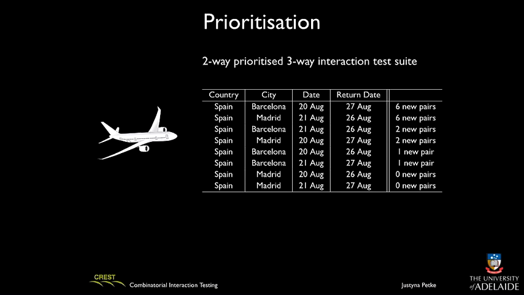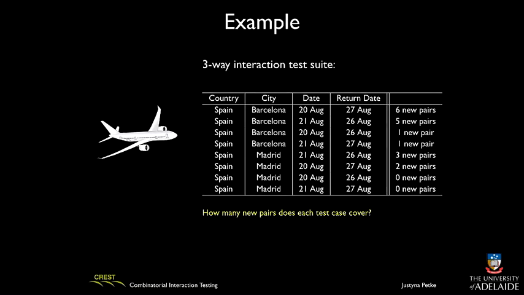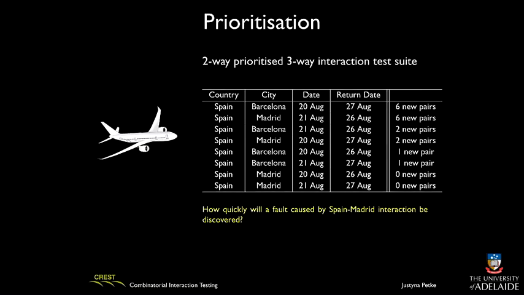With a reordered test case, you have a fairly high speed, so 6, 6, 2, 2, 1, 1. It doesn't guarantee it. So for example, we are still covering something new here. What's the new combination here? It seems to be Barcelona on 27th of August. If for some reason the system has a problem with this particular combination, it will still take 6 steps. There's no guarantee. We can just try to limit such delays to the extent possible.